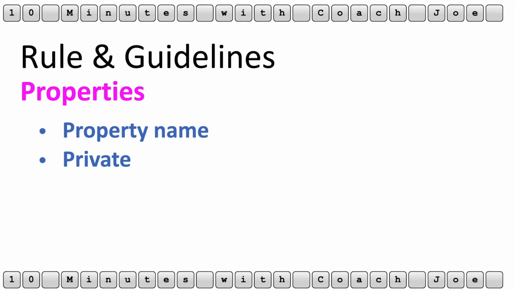So for a property, make sure the property has a meaningful name, does not include any type or scope definitions, and is set to private. If other classes require access to the property, then create a getter and or setter method.